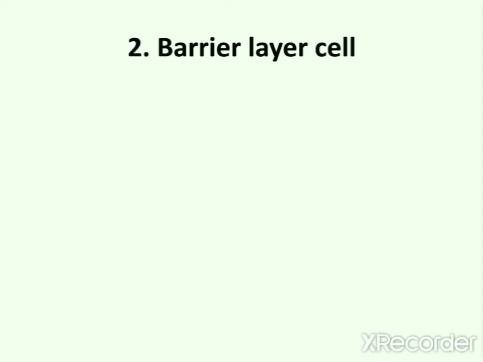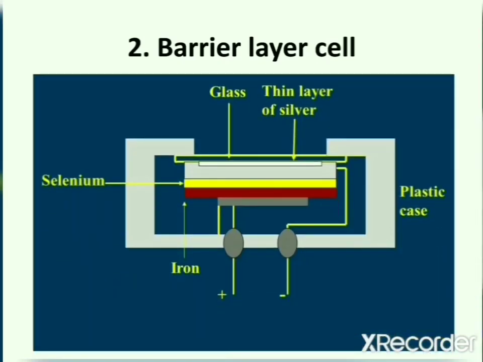Barrier layer cell is also known as photovoltaic cell. This is the picture of barrier layer cell. In this picture you can see it consists of a semiconductor, selenium. This yellow portion denotes the selenium semiconductor. Selenium is deposited on a strong metal base such as iron. This red portion denotes the iron metal base. Now a very thin layer of silver and gold is spread over the surface of semiconductor. This is the thin layer of silver. It acts as a second collector electrode.